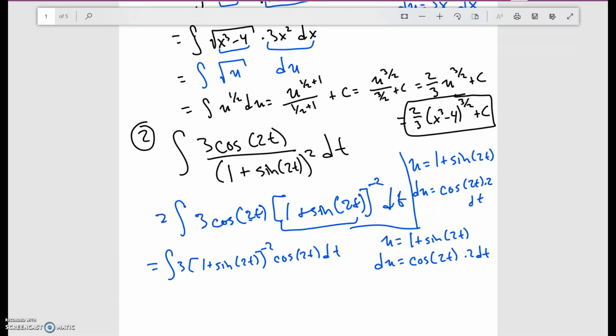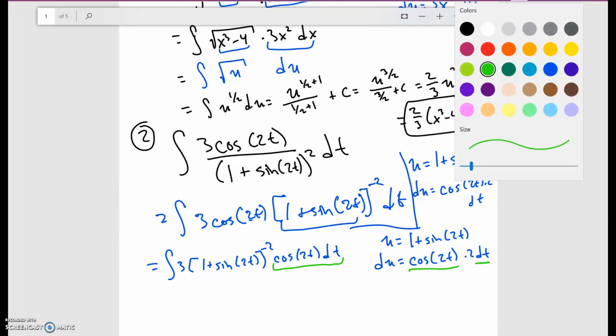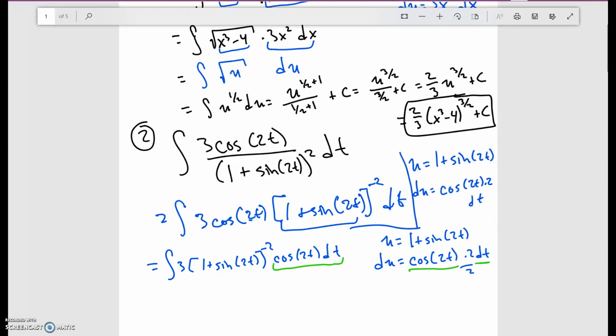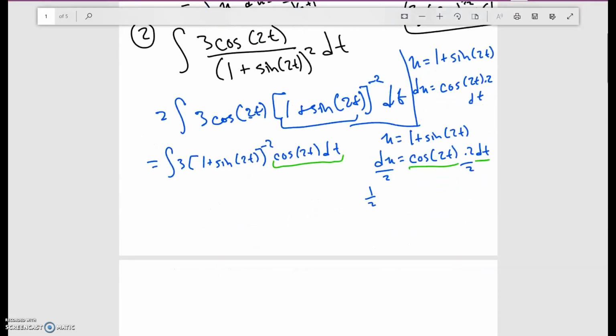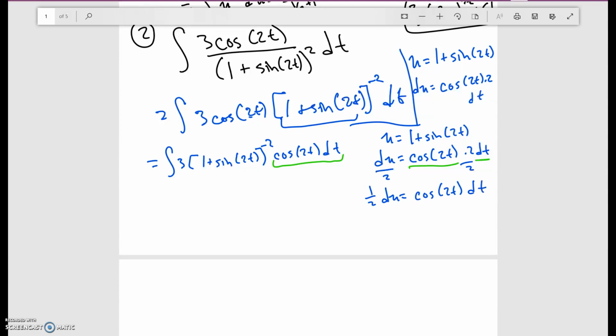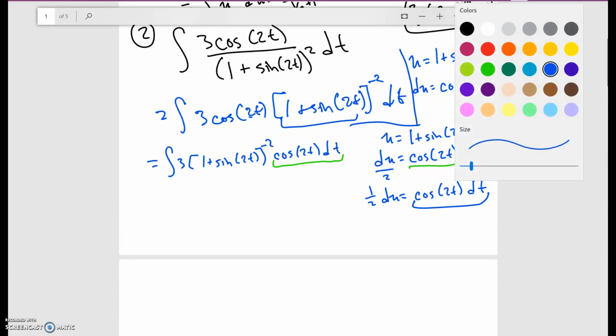Okay, so now if you notice here, I want to do this direct substitution for this cosine 2t dt. So I see this cosine 2t and I also see this dt. Now that's what I want, but I don't want that 2. The 2 is kind of in the way, so let me move it over. I'm going to divide both sides by 2, so I'm going to have 1/2 du is equal to cosine 2t dt. So now I know what cosine 2t dt is. That's just 1/2 du, so I'm going to substitute that with 1/2 du.